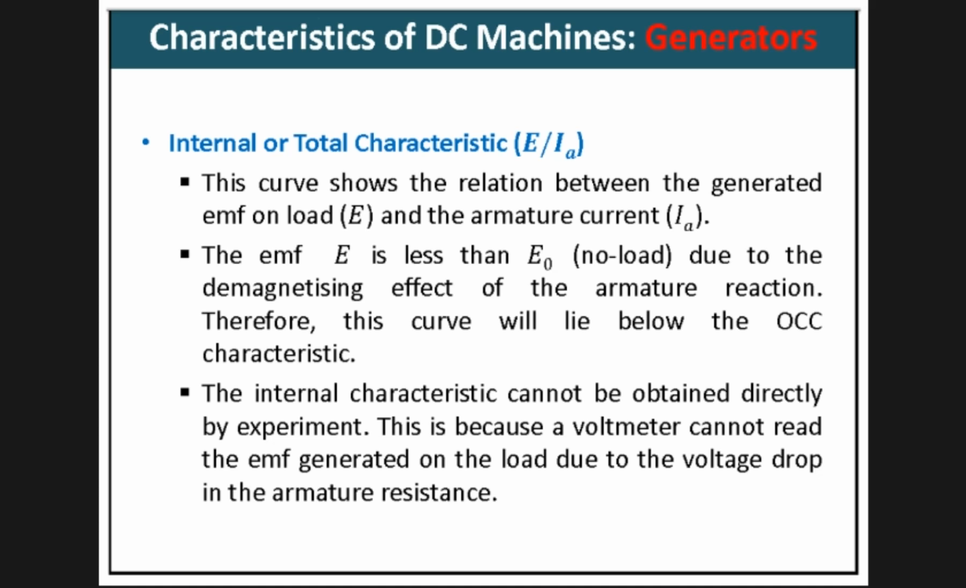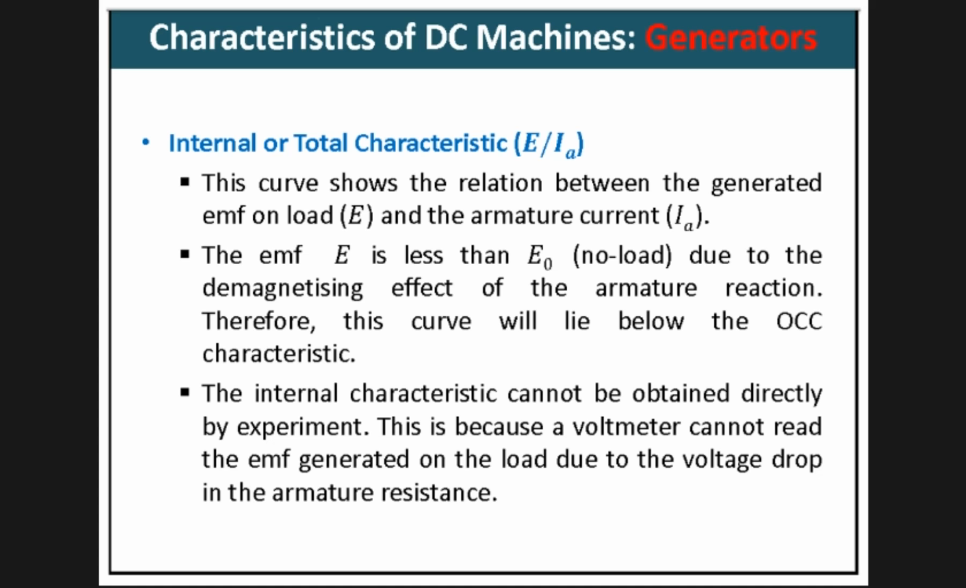The previous one, which was called OCC, that is open circuit characteristic, was drawn between the generated EMF against field current, right? But this one is armature current here we are using, and the generated EMF on load. So the EMF E is less than E0, definitely, due to the demagnetizing effect of the armature reaction.